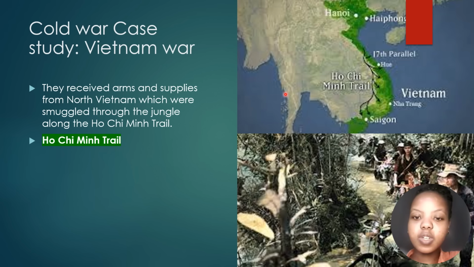Let us look at the Ho Chi Minh Trail that we spoke about. This is North Vietnam, right? So they supplied the Viet Cong with arms and supplies, or with weapons, using the Ho Chi Minh Trail. This is also another visual representation of the arms and supplies, or the weapons, being smuggled through the Ho Chi Minh Trail, as you can see.